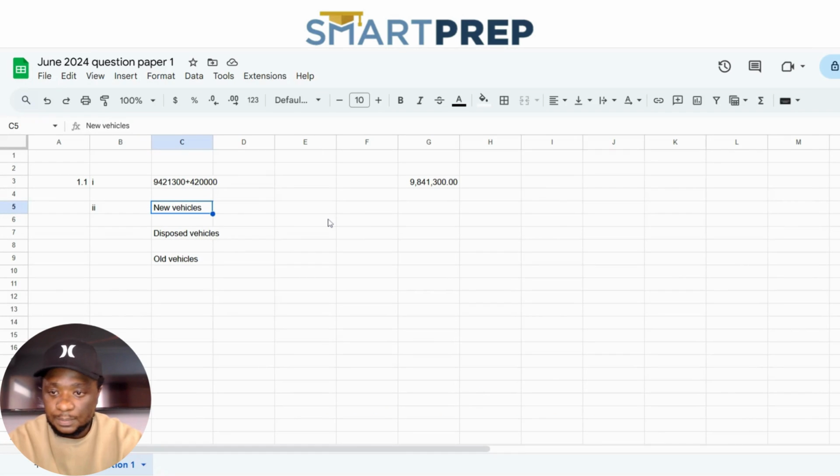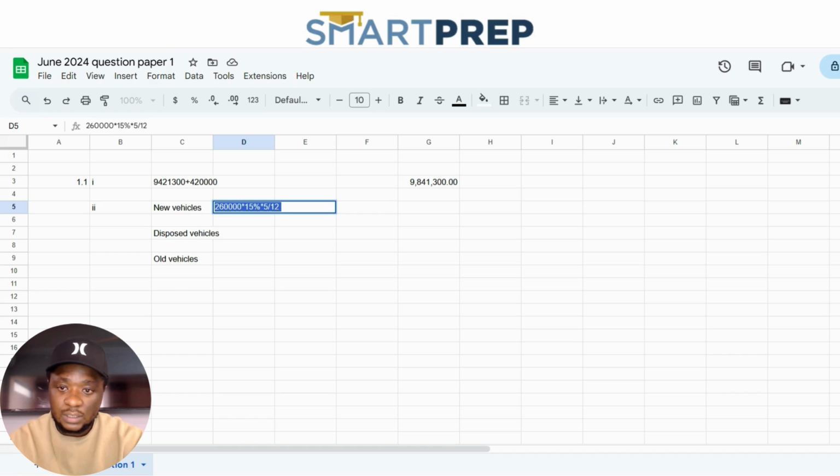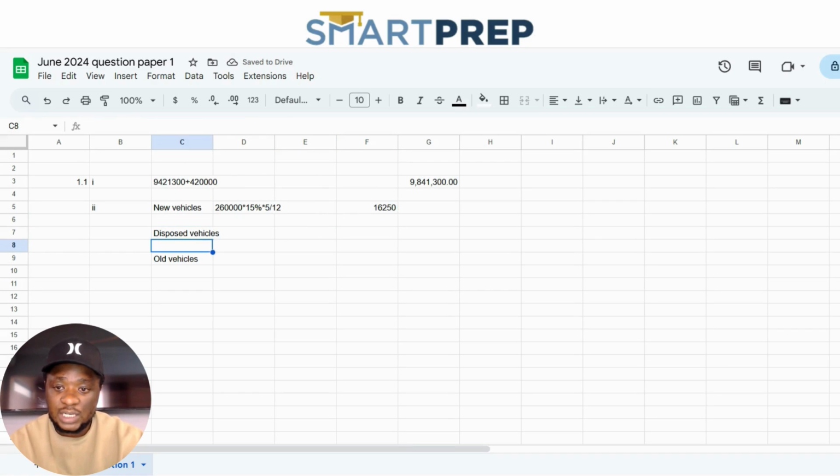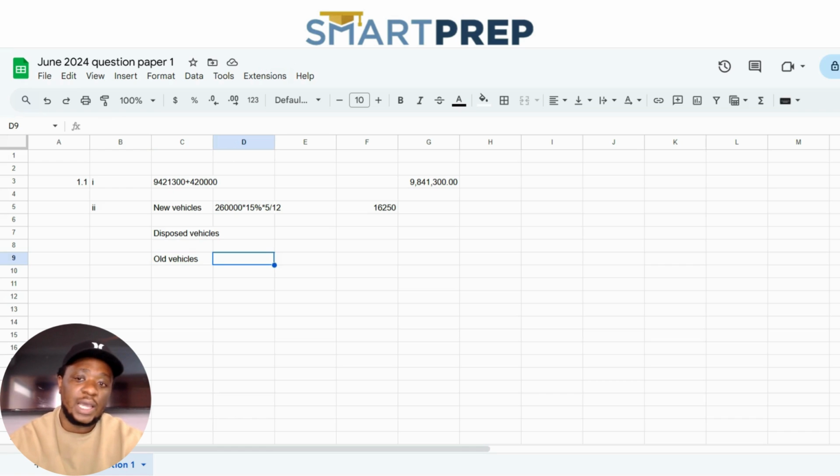So we're going to go here. We're going to do our calculation that we have 260,000, and we're going to multiply by 15%, and then you're going to multiply by 5 over 12. All right. And so we got depreciation on one class of vehicles of 16,250. And then lastly, we have the other class of vehicles, which is the old vehicles. Remember that we have no disposed vehicles in the current year, so that's cool.